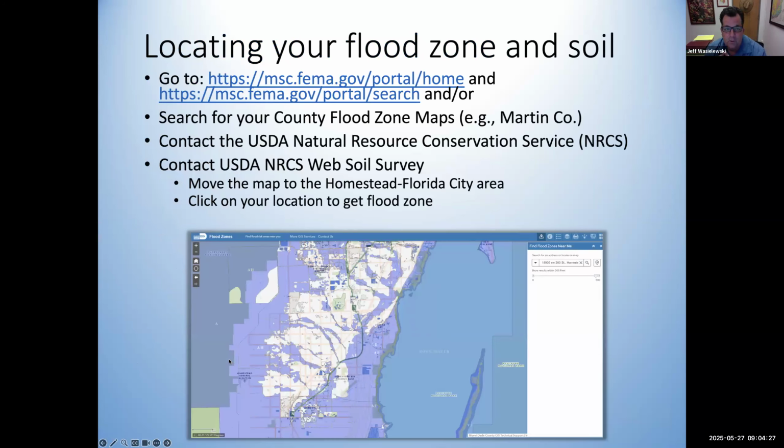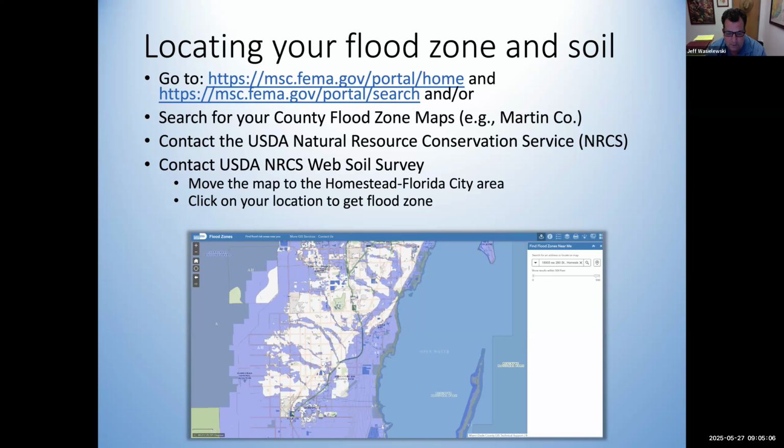So first thing you want to do, especially if you're a new grower and you're buying land, and I do get new growers coming in that just bought land and they probably haven't done this. You need to locate your flood zone and your soil type. So you can go to this website and you can search for your county flood zone. Example, Martin County, Miami-Dade. You can also contact the USDA Natural Resource Conservation Service and get a web soil survey. You can move the map to the Homestead or Florida City area, wherever you're at. Click on your location to get your flood zone.